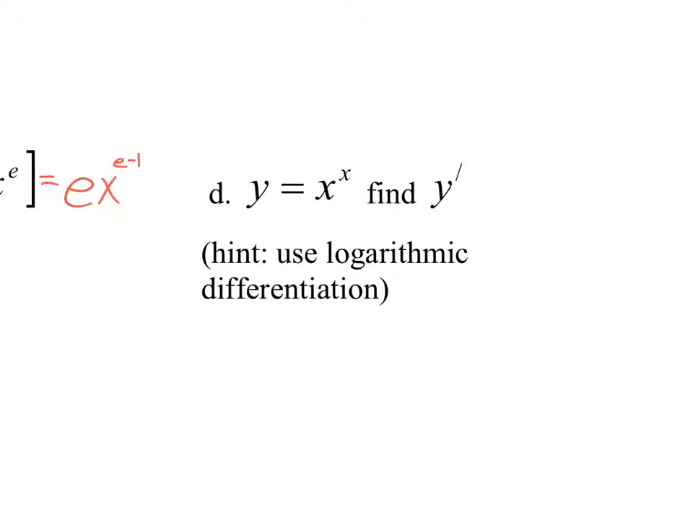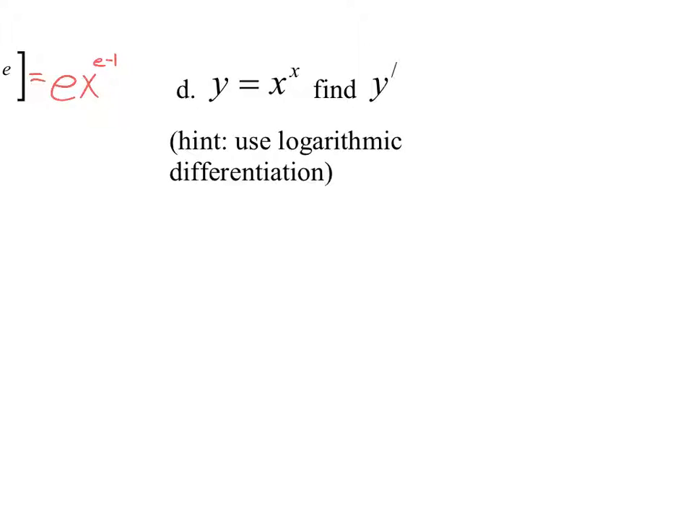So then here we have y equals x to the x. And this one we've got to use logarithmic differentiation. Okay? So we have ln y equals ln of x to the x. Ln of y then equals x times ln of x. And now we can take the derivative.